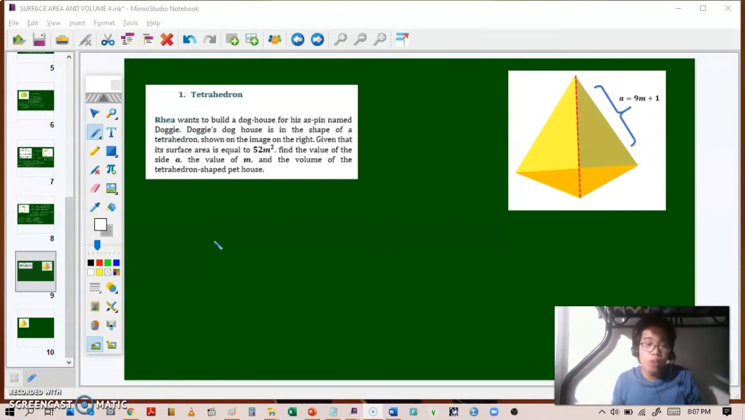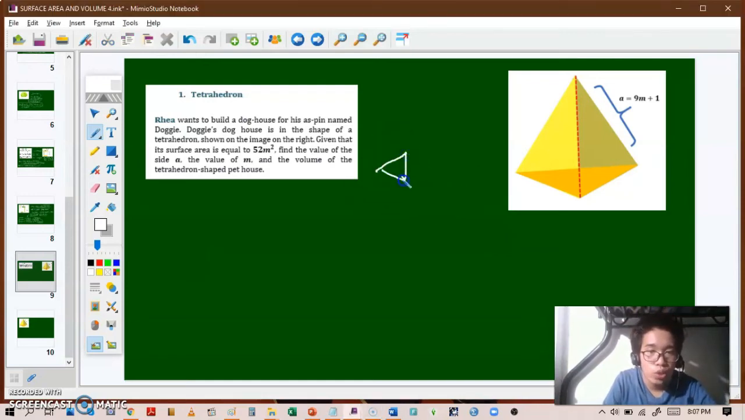So Rhea wants to build a doghouse for his aspin, an asong Pinoy named Doggy. So Doggy's doghouse is in the shape of a tetrahedron, shown in the image on the right. Given that its surface area is equal to 52 meters squared, find the value of the side a, the value of m on the side, and the volume of the tetrahedron-shaped pet house. So again we have here a tetrahedron, 4 congruent triangular faces, and this is the pet house of an aspin, an asong Pinoy called Doggy.